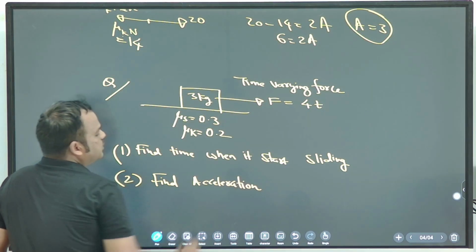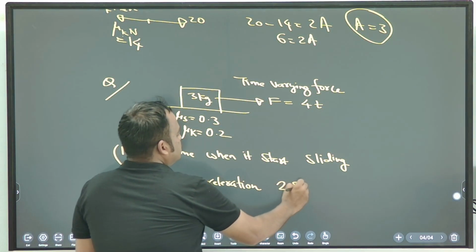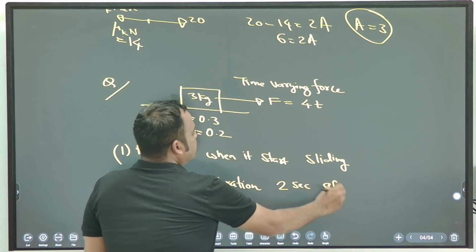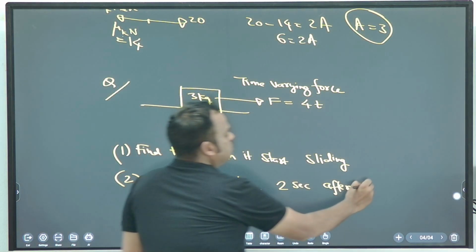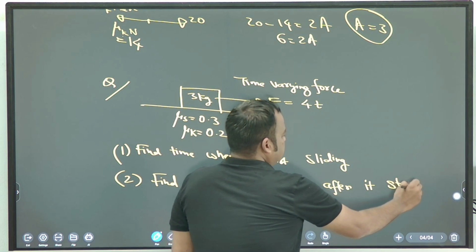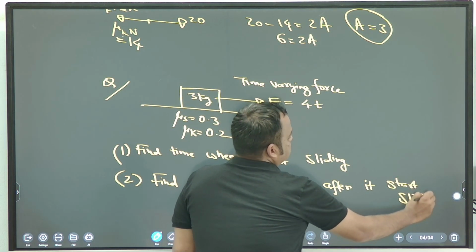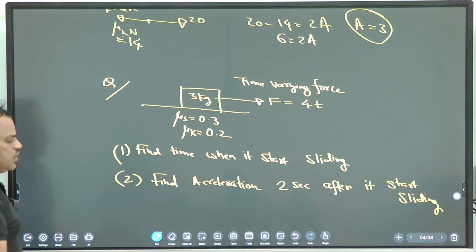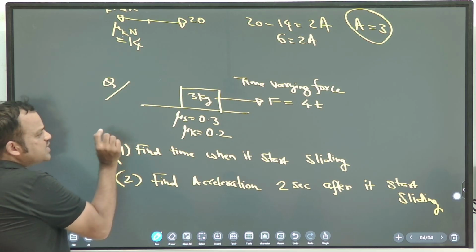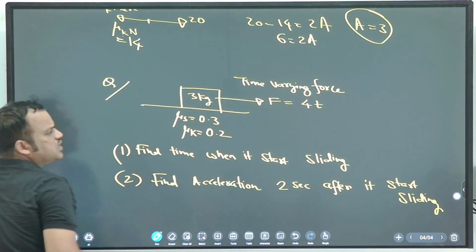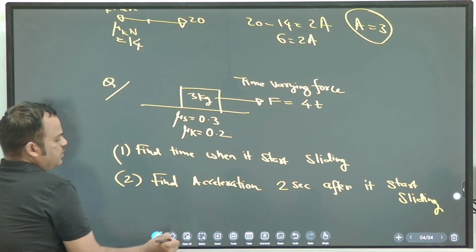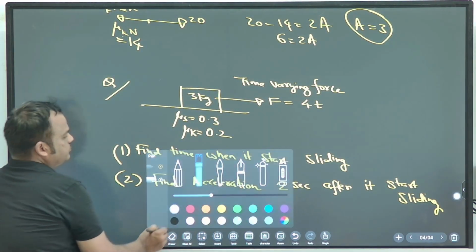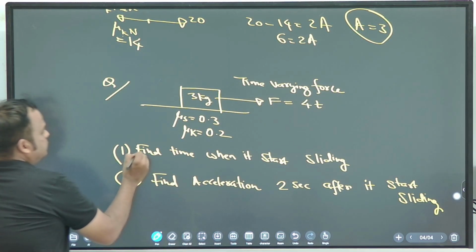Find the acceleration 2 seconds after it starts sliding. Sliding means motion. Okay. So at what time will it start? Just to start, how much external force is needed? Mu s n. Very good. So solve.